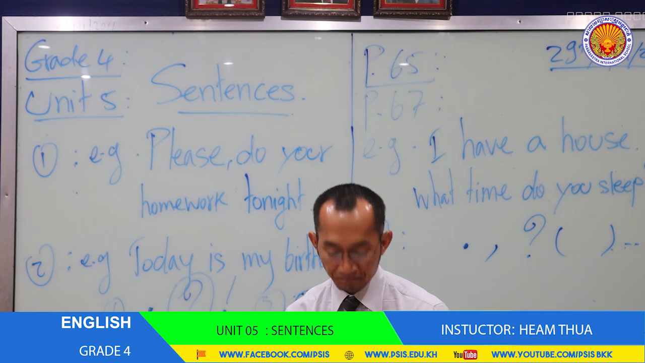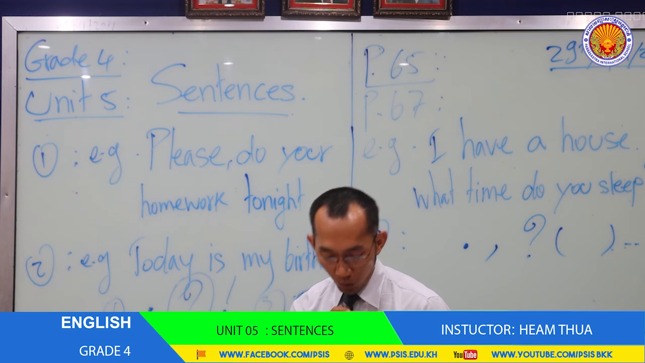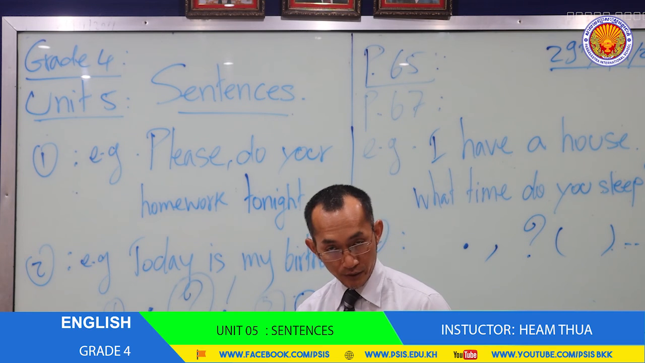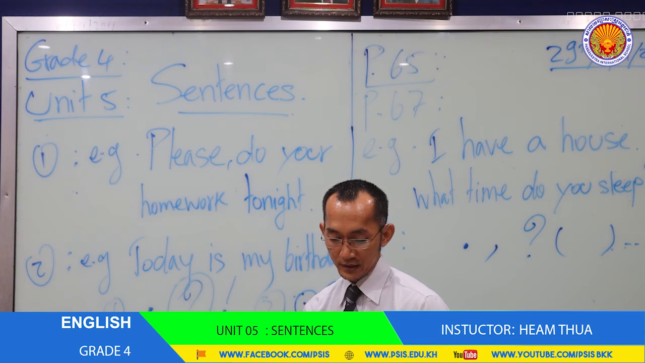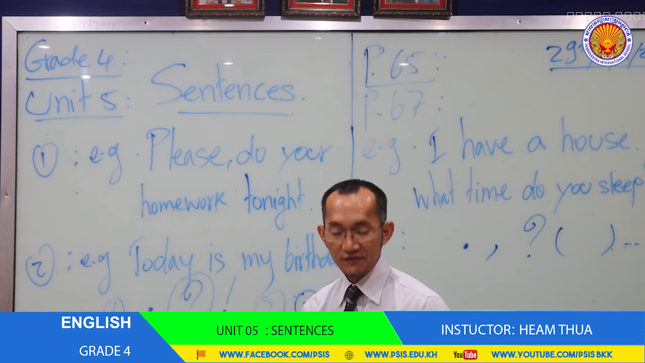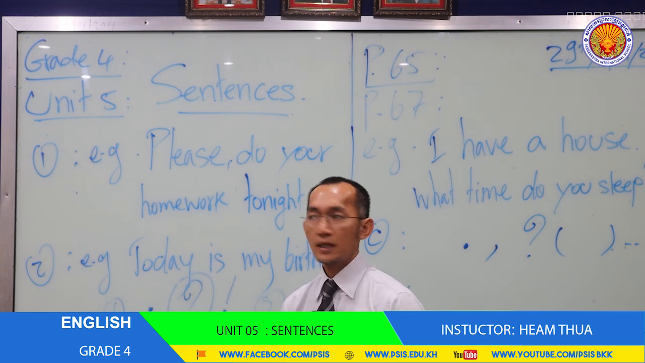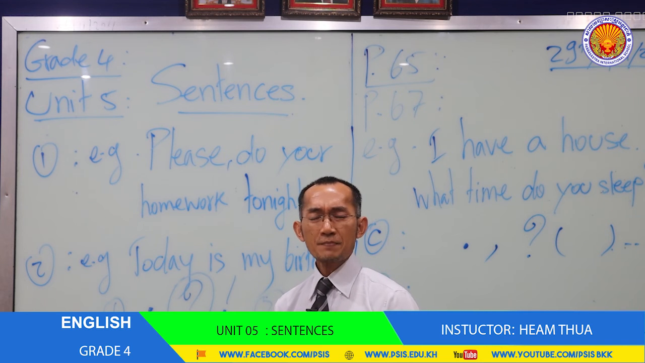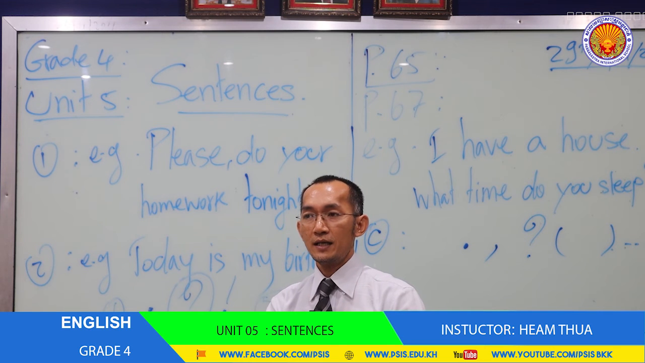Now, let me read for you. Add the correct punctuation. Write D for declarative, IM for imperative, IN for interrogative, and E for exclamatory. Write F for a sentence fragment. Okay? So, what is a sentence fragment? Let me talk in Khmer. A fragment sentence refers to a sentence. Oh, I talk in Khmer.